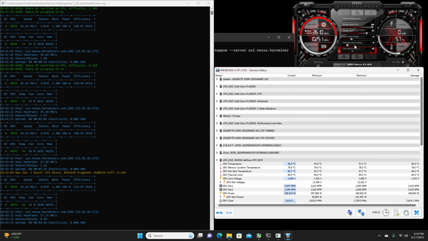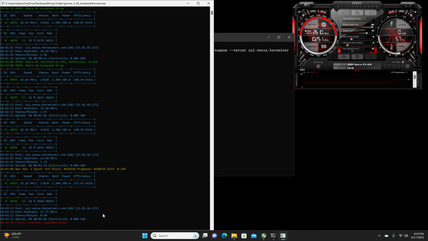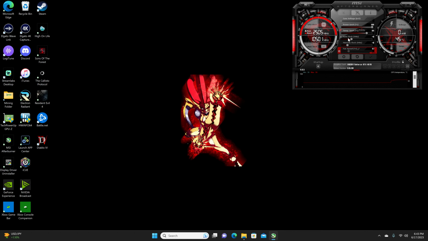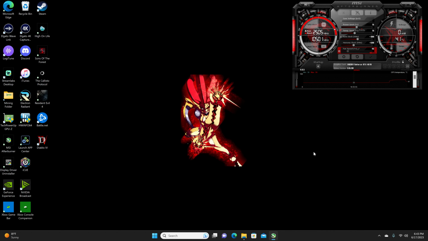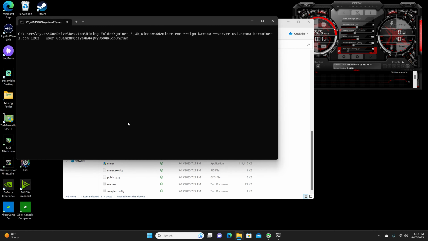Now, anybody that has seen the previous video for the RTX 4070 on Ravencoin will know this overclock. So we're going to set the power limit to 75, the core clock to 300, and the memory clock to 500, and then restart the miner.